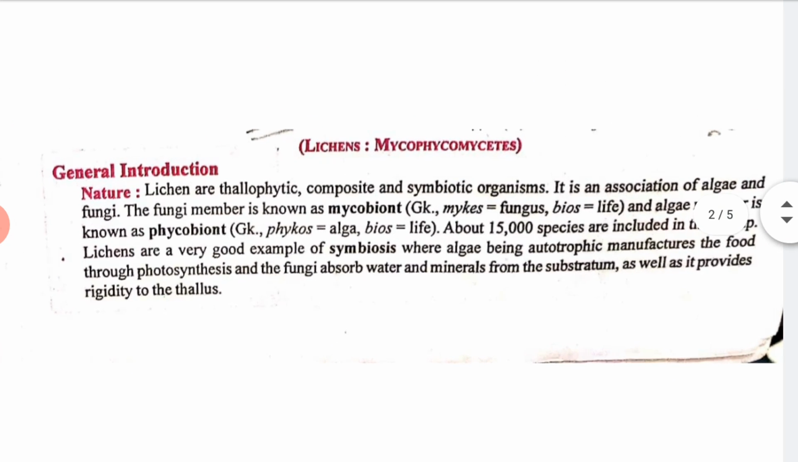Now, the nature. Lichens are thallophytic, composite and symbiotic organisms. They are an association of algae and fungi. The fungal member is also known as mycobiont. Mycus means fungus and bios means life. The algal member is known as phycobiont. Phyco means algae and bios means life. About 15,000 species are included in this group.